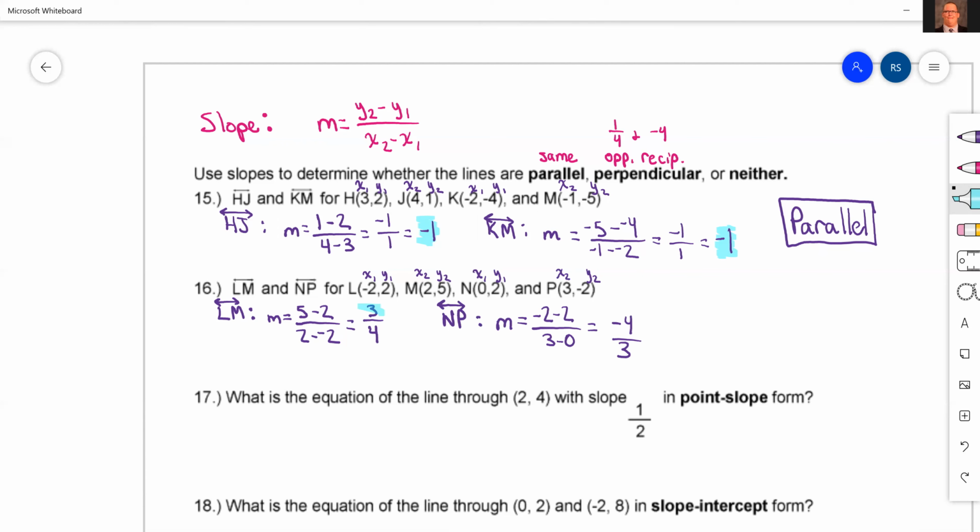We found both slopes. Now it's time to compare them. So are they the same? They're not the same, so they can't be parallel. Are they opposite reciprocals? Meaning, did we flip them and make one negative? Yes. 3/4, we flipped it and made it 4/3, and then it's negative. So that means these are perpendicular.